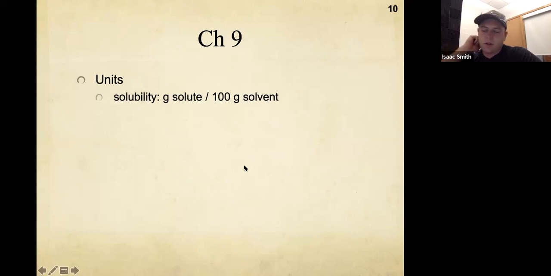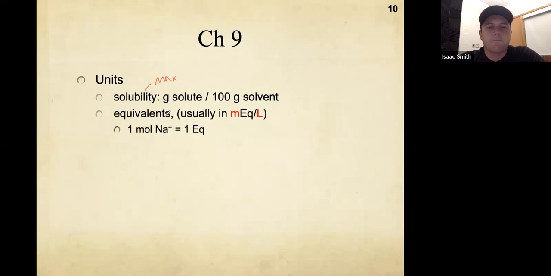Okay, so units for concentration. We had solubility, and remember this is the maximum amount of solute that can dissolve in, here as an example, 100 grams of solvent. Equivalence: an equivalent is 1 mole of positive or negative charge. So 1 mole of sodium plus would be 1 equivalent. 1 mole of calcium 2+ is 2 equivalents because that's actually 2 moles of positive charge, and so on.